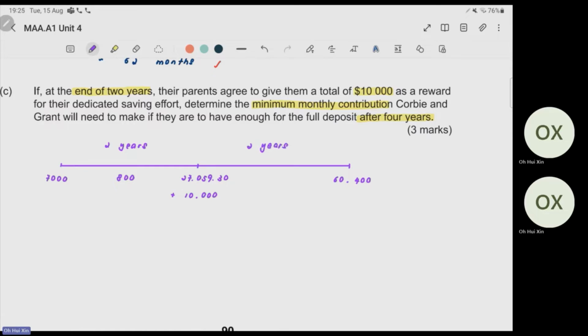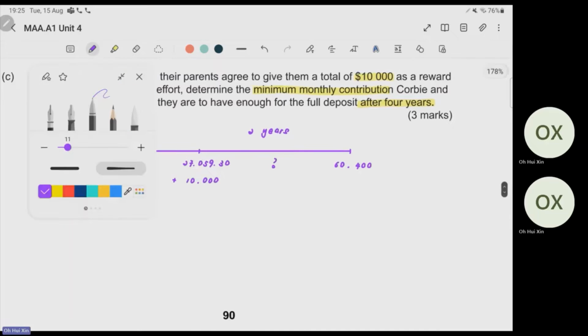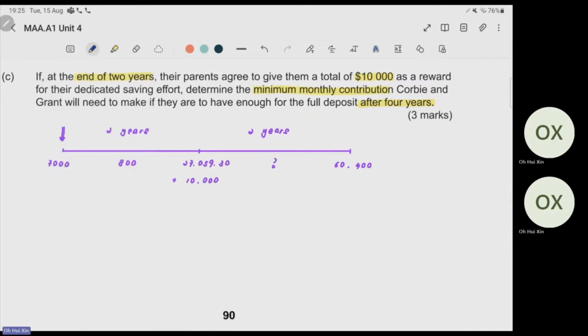Okay, so the question asks how much regular monthly deposit I need to save so that I'll be able to reach 60,400 after another 2 years. So after 4 years starting here, that's why it's supposed to be 2 there. So when we are solving this question, you are finding PMT.